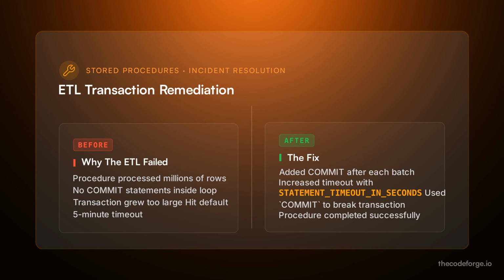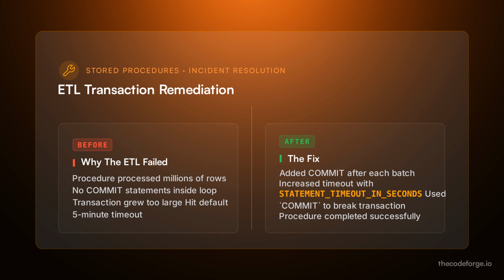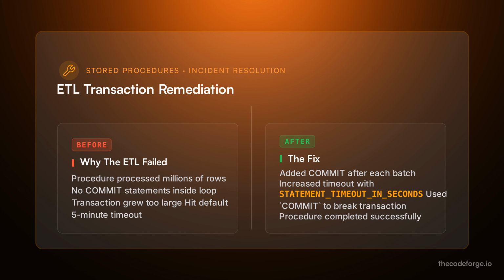This is the chain reaction that unfolded. The procedure processed millions of rows without explicit commit statements. Each iteration added to the same transaction, which grew too large and hit Snowflake's default statement timeout of 5 minutes. The result? The entire ETL failed, leaving the reporting table empty. The fix was to add explicit commit statements after each major batch operation, breaking the long transaction into smaller chunks. Additionally, we increased the timeout using the STATEMENT_TIMEOUT_IN_SECONDS parameter. This resolved the timeout, and the procedure now completes reliably.